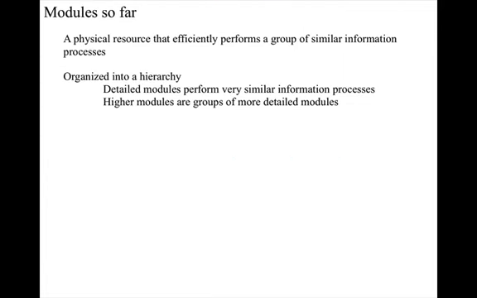So we've reached a number of conclusions about physical resource modules, just on the basis that we need to conserve resources. They need to be organized into a hierarchy in which higher level modules are made up of groups of more detailed modules, and we need to exchange information between modules. Now, in the next section, we'll look at how modifiability impacts this definition of modular hierarchy.